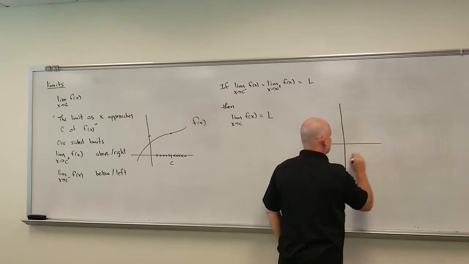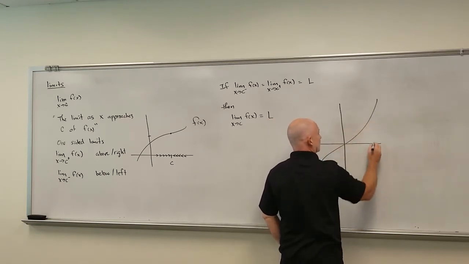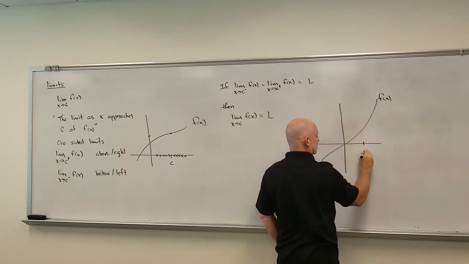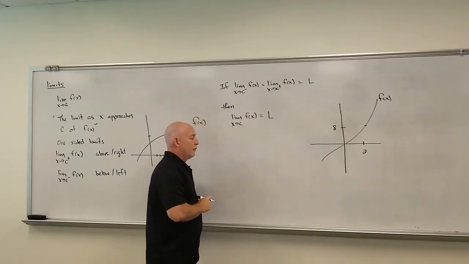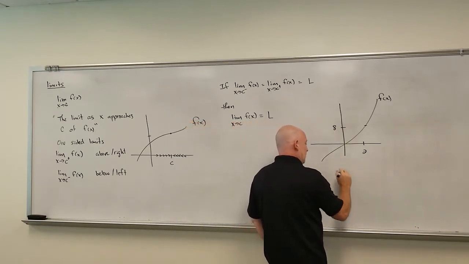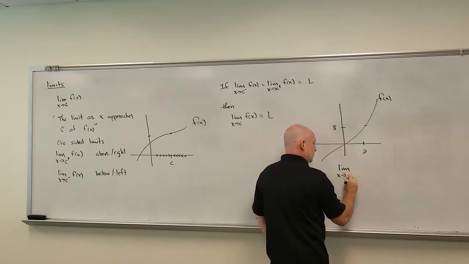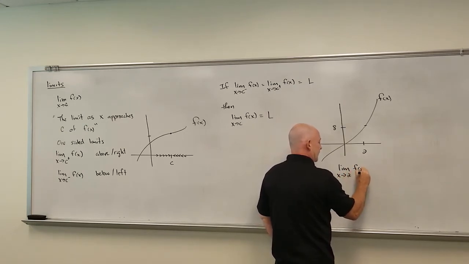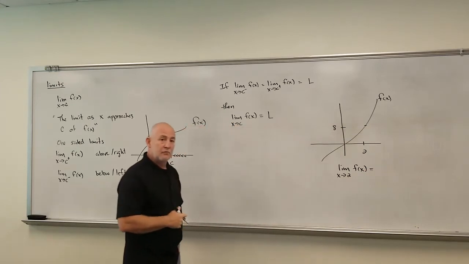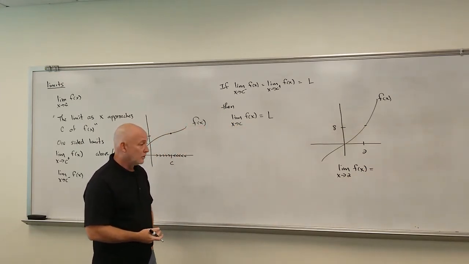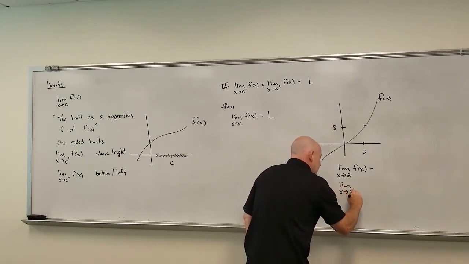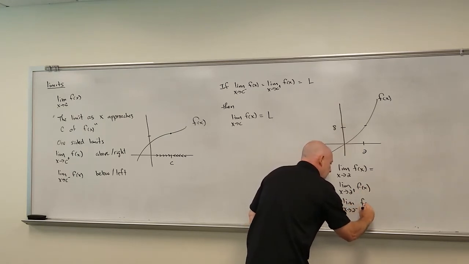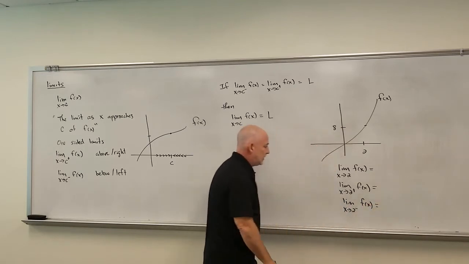So let's say we have a picture that looks like this. And there's our f of x. And let's say that this is 2 and 8. So if I were to ask you the question, what is the limit as x approaches 2 of f of x? Well, like I said, there are really two questions buried in this one question. We need to say, well, what is the limit as x approaches 2 from above? And what is the limit as x approaches 2 from below? We've got to figure out those two values first.